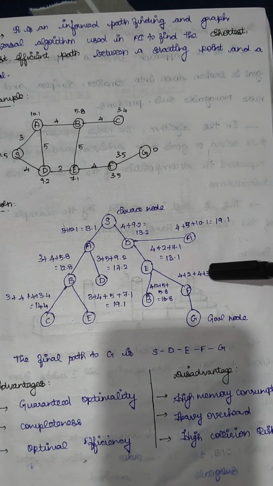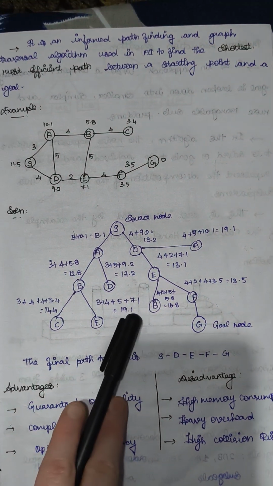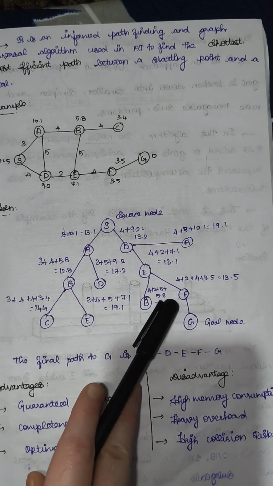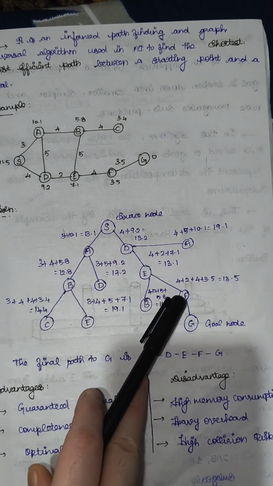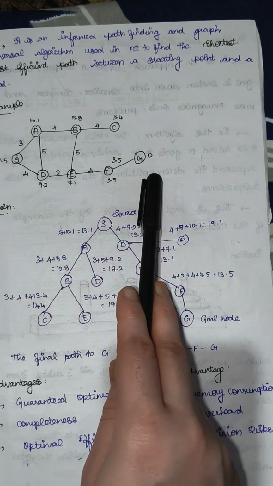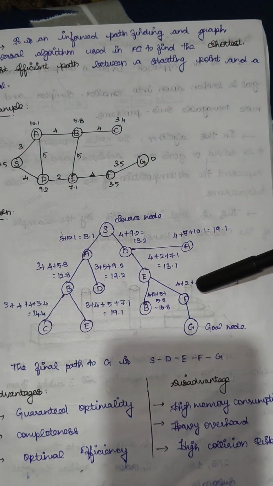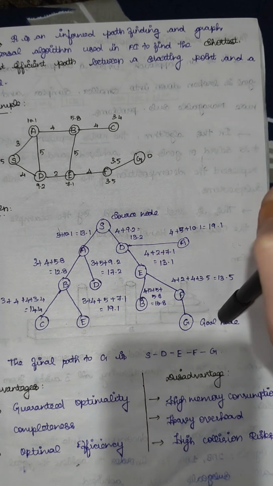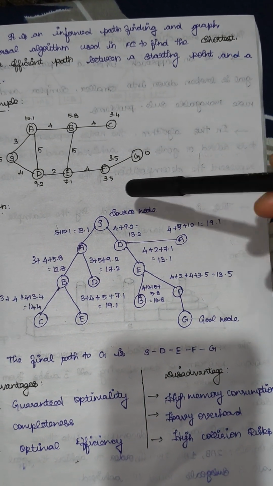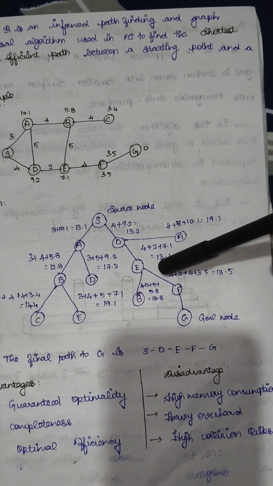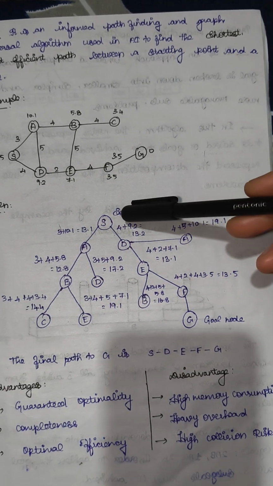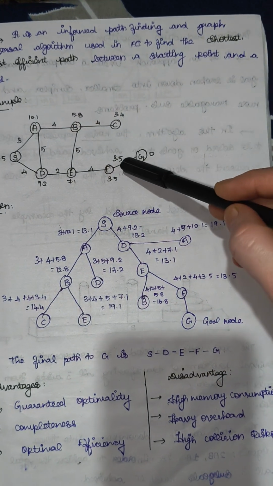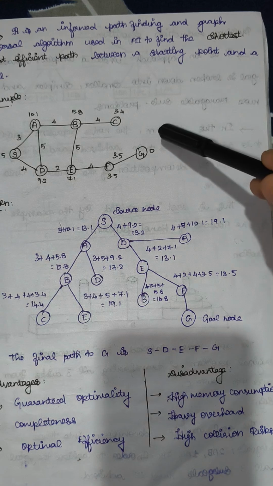After this, the path for reaching the goal node is F. From F only, we are getting the child node G. So similarly, I have to calculate the cost for the goal node, that is G. So from S to D, D to E, E to F, and F to G. So 4 plus 2 plus 4 plus 3.5, and the node cost of the goal node is 0.